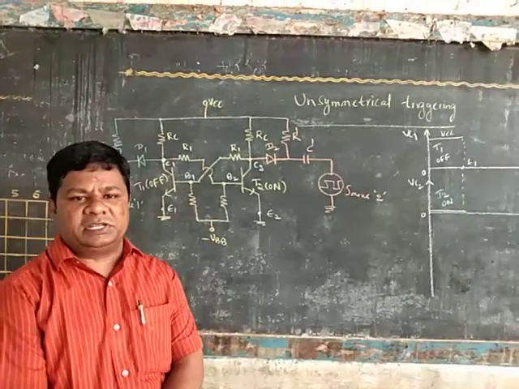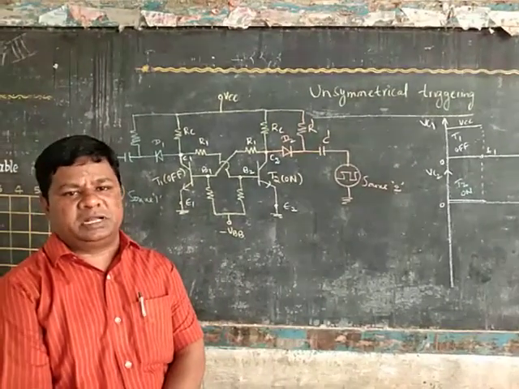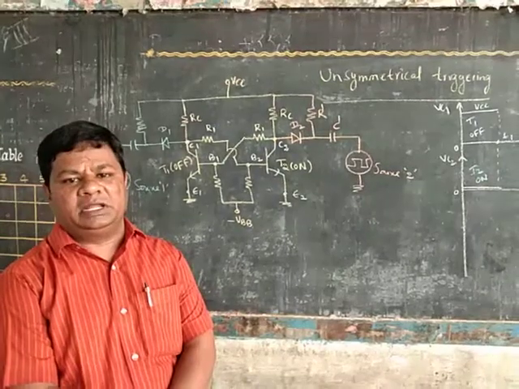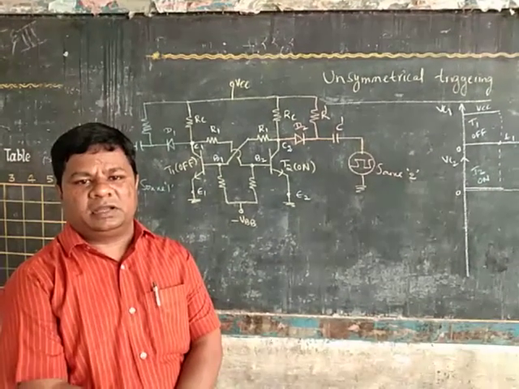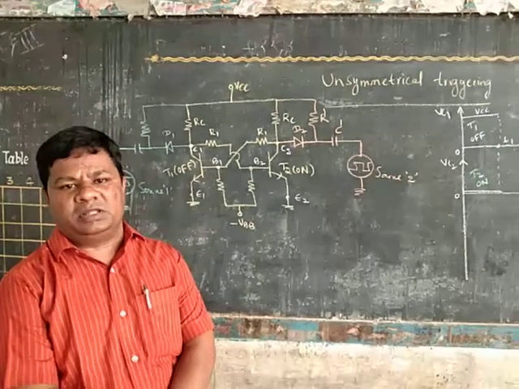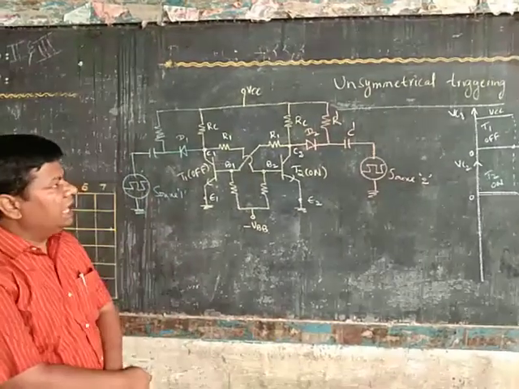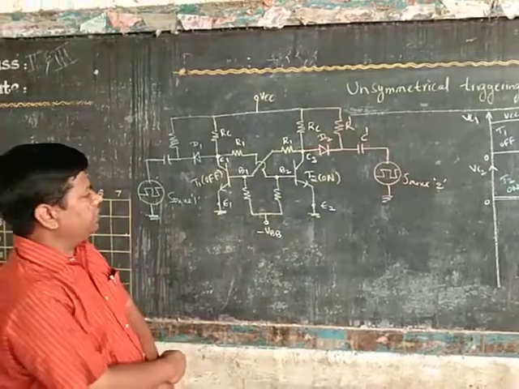In symmetrical triggering, we use only one triggering source that is applicable to both transistors. Whereas in unsymmetrical triggering, we require two triggering sources. One triggering source for one transistor, another triggering source for another transistor, to change one stable state to another stable state. Okay, here the diagram shows the unsymmetrical triggering in bistable multivibrator circuit.